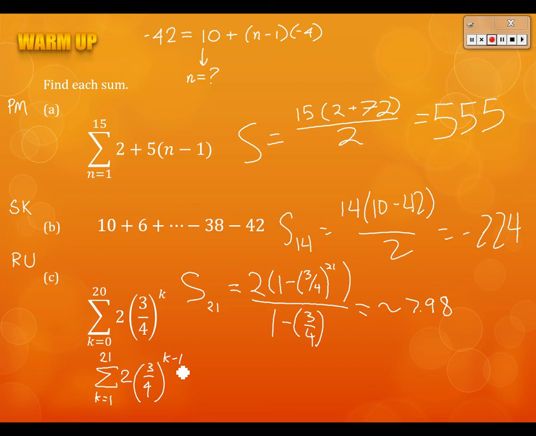Helen? And why is R important? Because if you're not convinced, when I write it this way, I think it should be obvious because the rule for a geometric sequence was A1 times R to the n minus 1, or here with k's and whatever, okay.